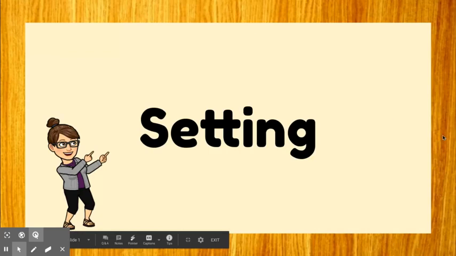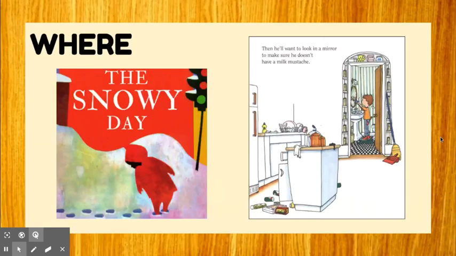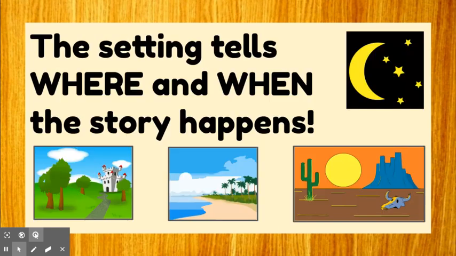Hello, today we're going to learn about setting. Setting tells where and when the story happens. In the first picture, you notice that it's a castle and it's outside. It's probably spring or summer because there's grass on the ground and leaves on the tree.